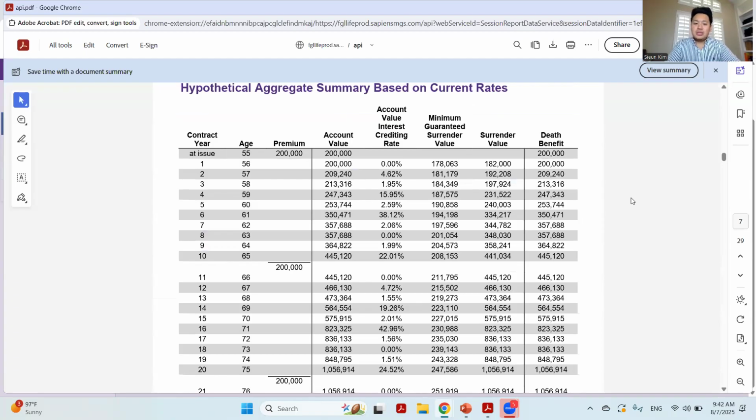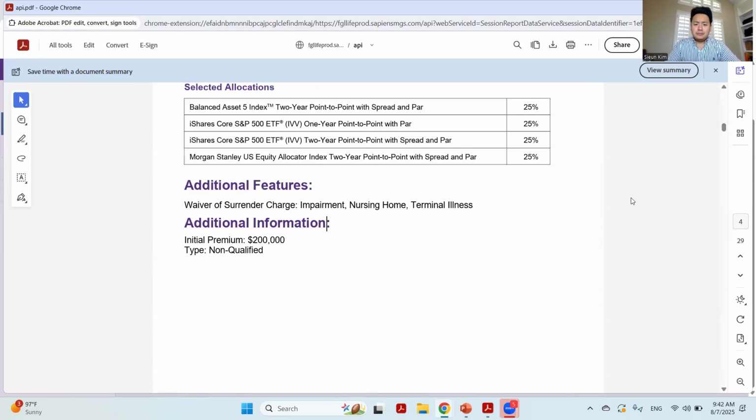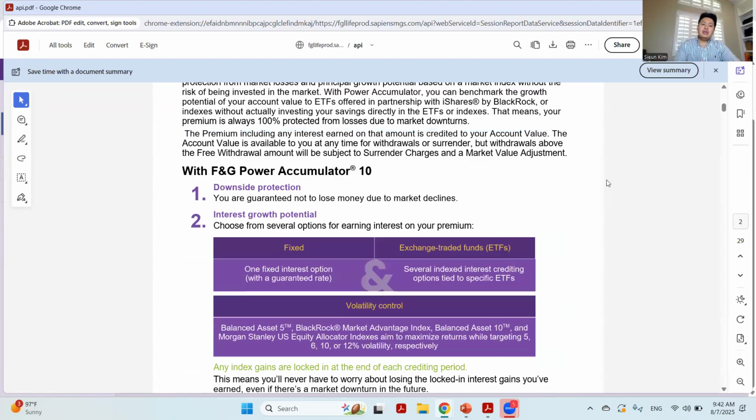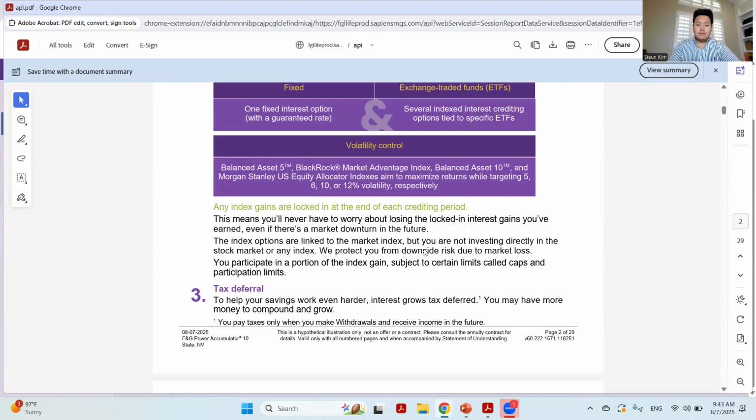And that's it, Jane. It's pretty simple, right? If we want to recap it, your $200,000 you put in has no downside. So if the market goes down, you're guaranteed to never lose money based on the market declines. But if the market does well, you're going to gain interest. Okay. And at a certain age, you can start taking out income and it's tax deferred. So you don't have to pay any taxes when we roll this over. And when you start withdrawing income, you can pay taxes based on your income bracket.